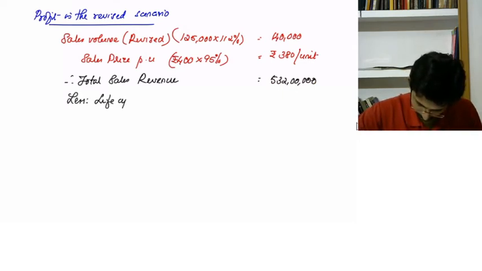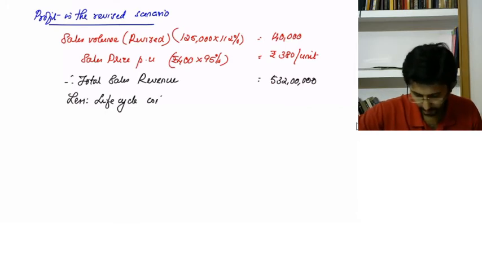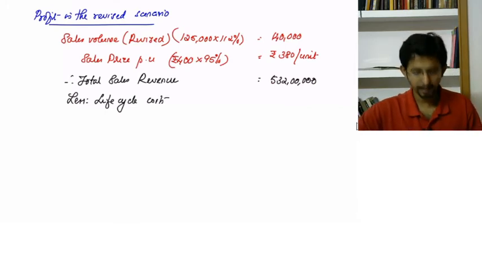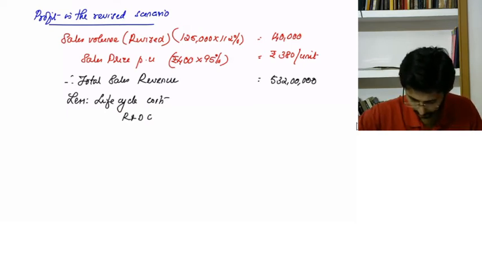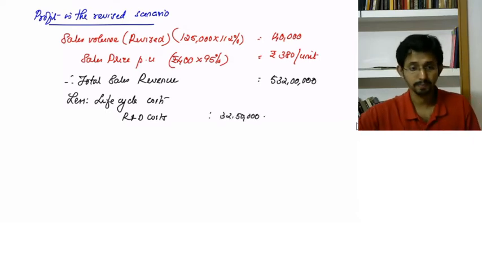Okay, less life cycle cost. Will there be any change in the R&D cost? No. So research and development cost will be 32 lakh 50,000 itself. Okay.